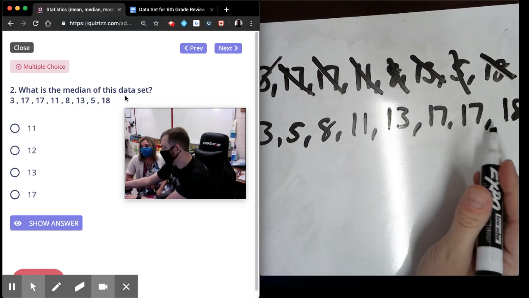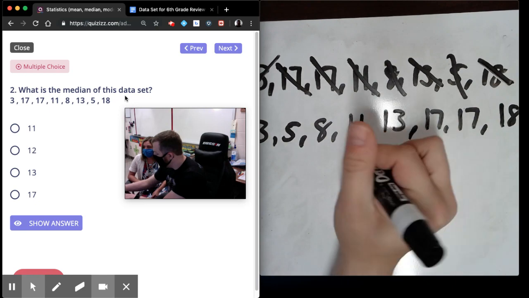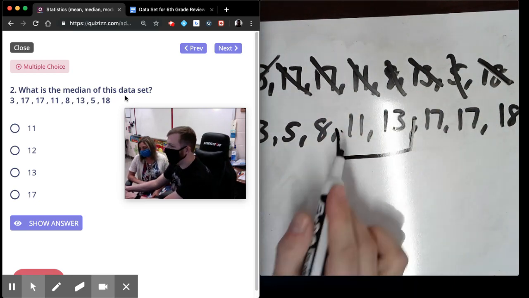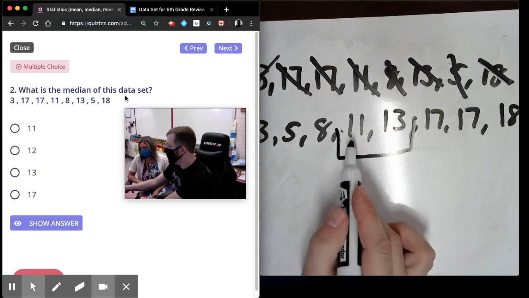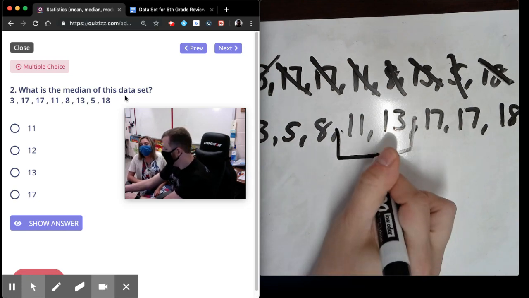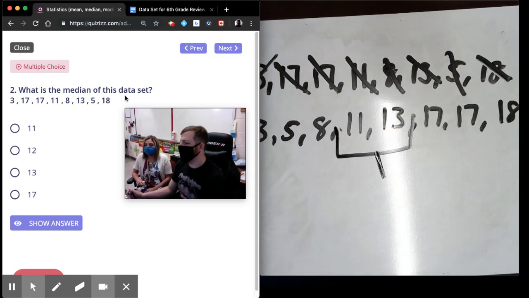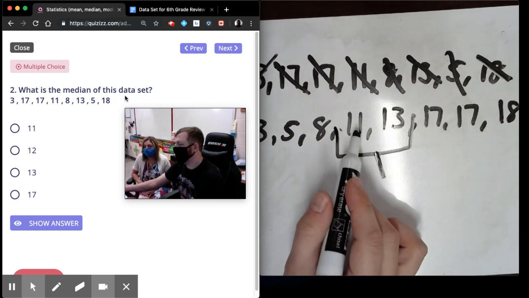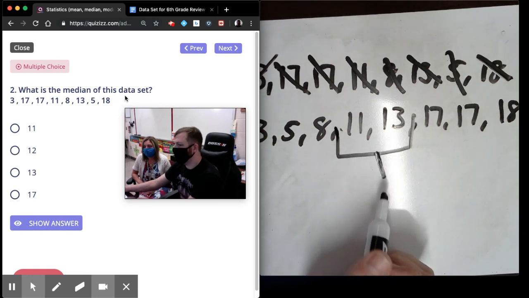For instance, right here we have 8 numbers. We have to look at what's in between the fourth and the fifth number. Sorry, I got that backwards. So I have to look at what is in between 11 and 13. So there's 2 ways to do this. One way is that since these are very nice natural numbers, I can easily see what's in between 11 and 13. That's going to be 12.